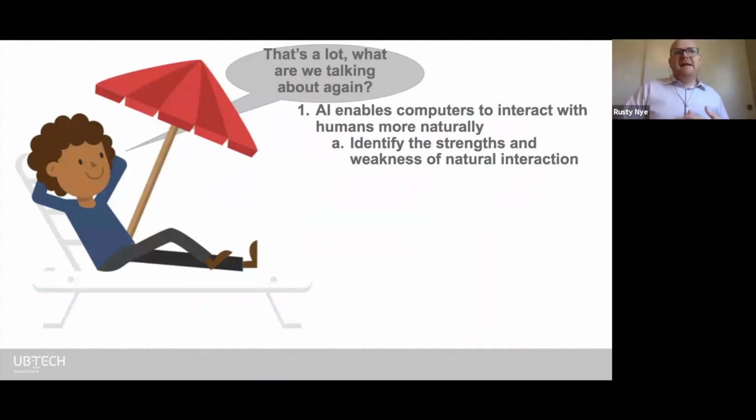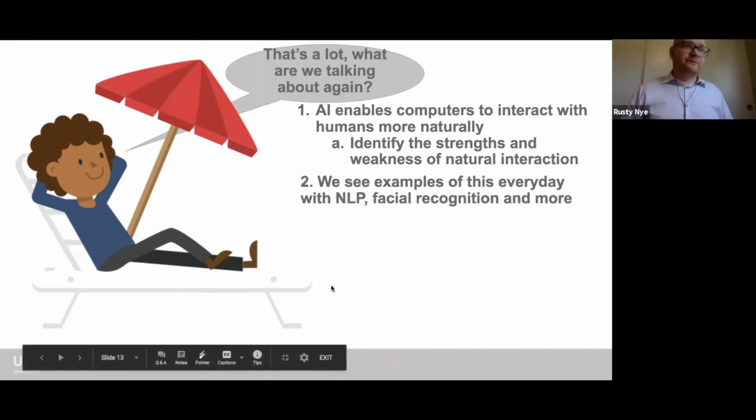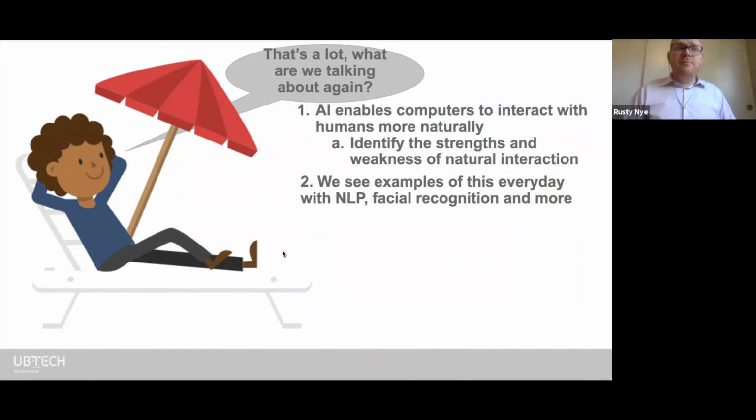So one of the main key ideas that we want to relay to students in terms of natural interaction is that AI technology, AI agents, enable computers to interact with humans on a more natural level than ever before, if you will. I think it's really important to first identify the strengths and the weaknesses of current technology. We actually see these ideas and examples of natural interaction every day when we interact with AI technology.